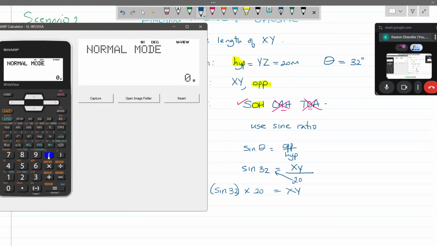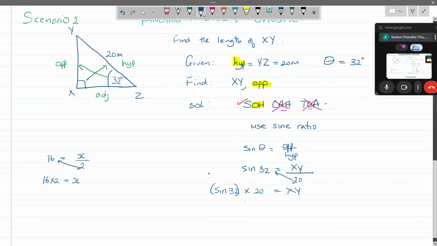So what I'm doing is open bracket sine 32, so the calculator knows to work out that first. When it works out that, I want it to multiply it by 20. Right? Easy like pie. Equals 10.59. You could put this to 2 decimal places. That would take us to what? 10.6. 10.6 meters to 2 decimal places. That's my value for XY.